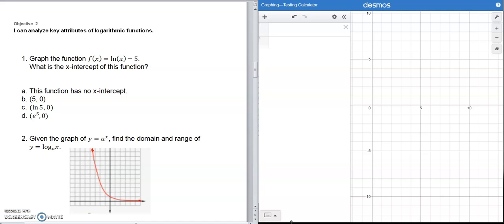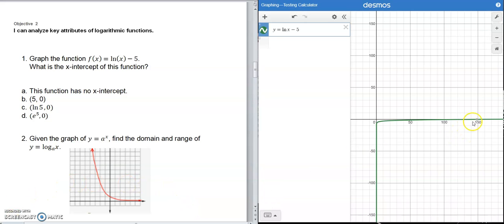Moving forward, objective number two, I can analyze key attributes of logarithmic functions. Question number one, graph the function f of x equals ln x minus 5. What is the x-intercept of this function? Let's go ahead and plug this in on Desmos. Okay, so this is the graph and your x-intercept is approximately 148.